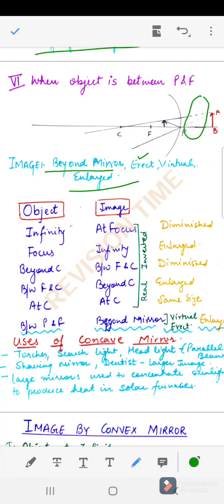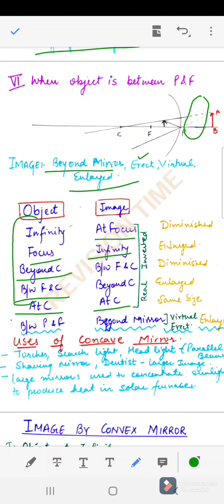So these ray diagrams appear to be very difficult to learn, but actually they are very easy. You all must have noticed that when the object is at infinity, the image is at focus, and vice versa: when the object is at focus, the image is at infinity. Similar is the case when the object is beyond C and between F and C, right? So four cases we have learnt like this only. The fifth is when the object is at C, the image is also at C, right?